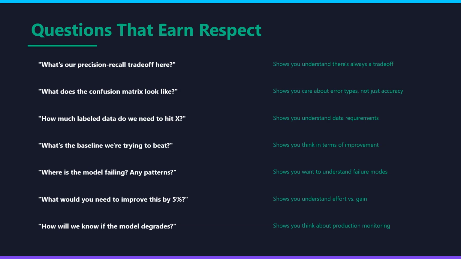The second question is, what does the confusion matrix look like? This shows you care about the types of errors, not just overall accuracy, right? A model that's 90% accurate might be terrible if all its errors are in one critical category.